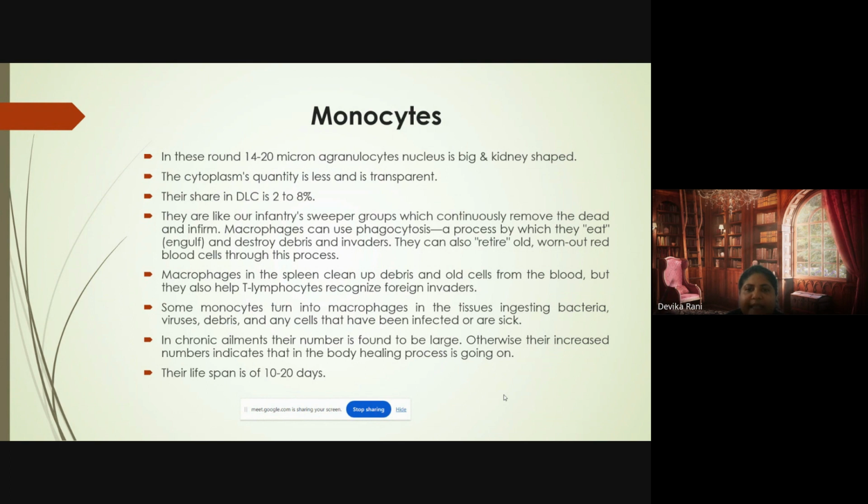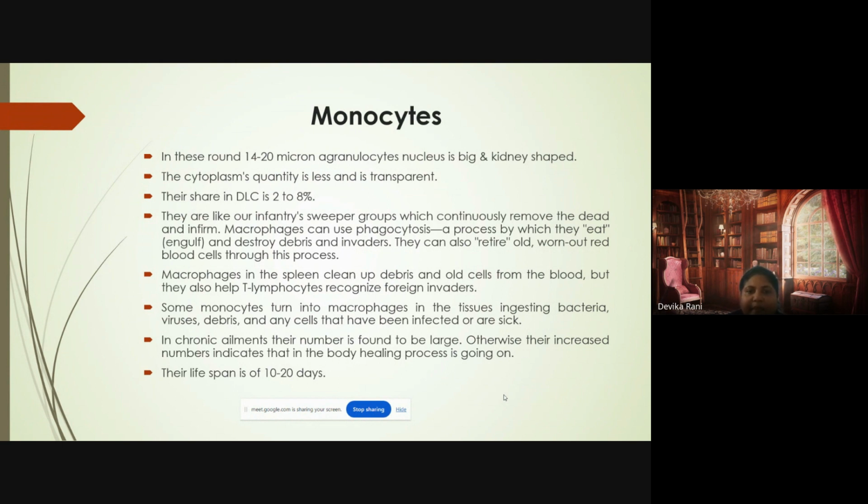Macrophages in the spleen clean up the debris and old cells from the blood, but they also help T lymphocytes recognize foreign invaders. Some monocytes turn into macrophages in the tissues as well, ingesting bacteria, virus, debris, and any cells that have been infected or are sick. So here they do the defense as well.